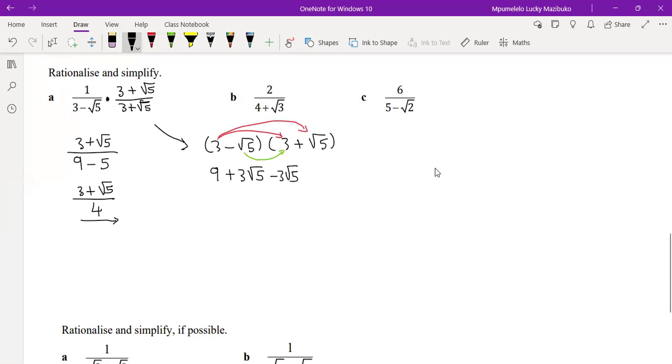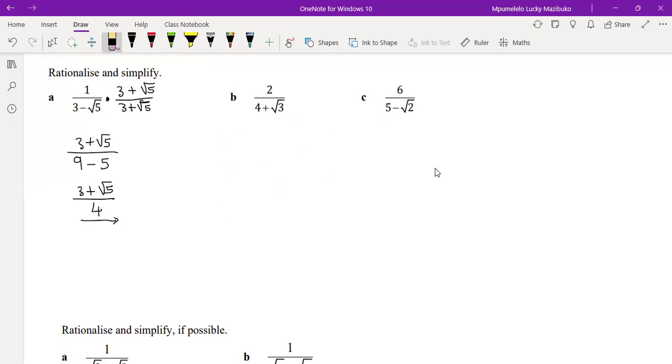And then the negative square root 5 times the positive square root 5, you'll just get a negative 5. Right, which is a beautiful one. And then you can obviously see from here that that cancels that, and you're only left with the 9 minus 5, which is what we got. There is our denominator. Okay, remember to always pause your video and try to do it on your own.